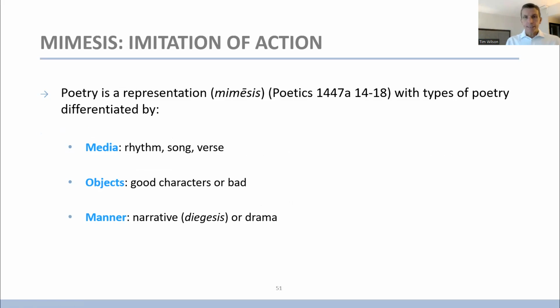Aristotle says that poetry is representation, mimesis, with the types of poetry differentiated by the media they use, so maybe rhythm, song, verse, the objects, whether the object of representation is a good character or a bad. How, the manner of representation: are you using narrative or drama? So narrative, I say, so-and-so went down to the store, he bought this, he ran into so-and-so, they had a conflict. So that's a narrator, someone standing outside, telling of the events.